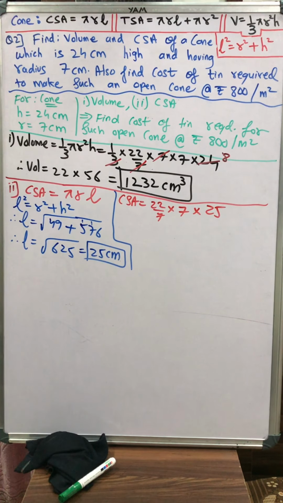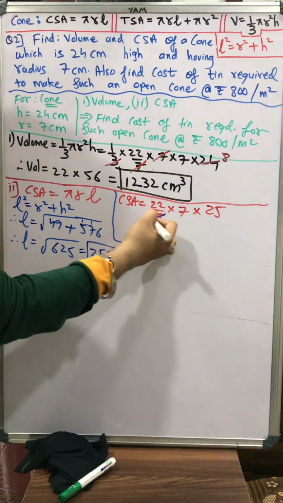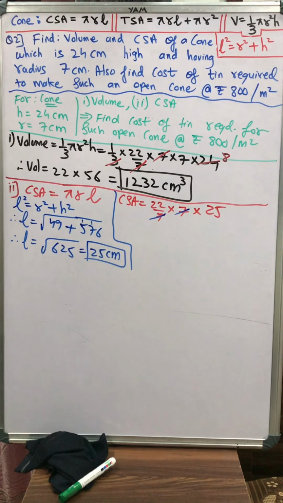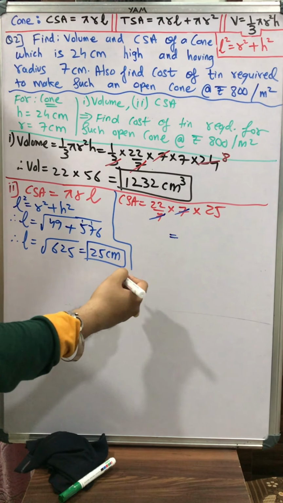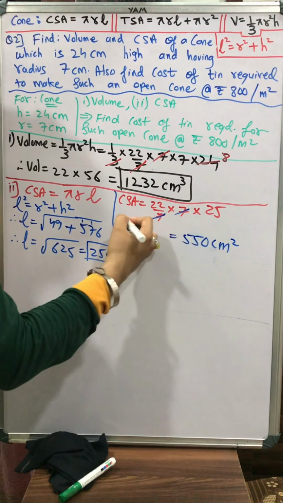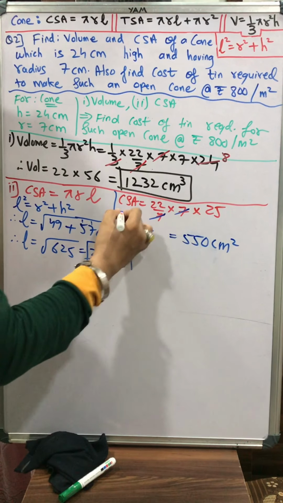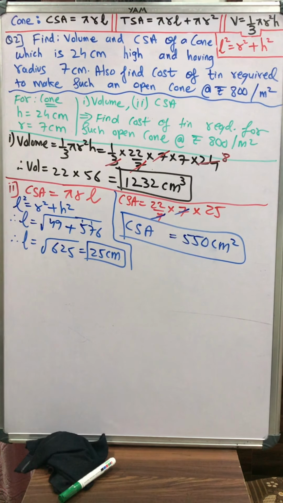Okay, students. So now I can do the cancellations. 7 can be cancelled. So we are just left with 22 multiplied by 25. 22 multiplied by 25 gives me 550 centimeter square, because it's an area, curved surface area. So curved surface area is 550 centimeter square.